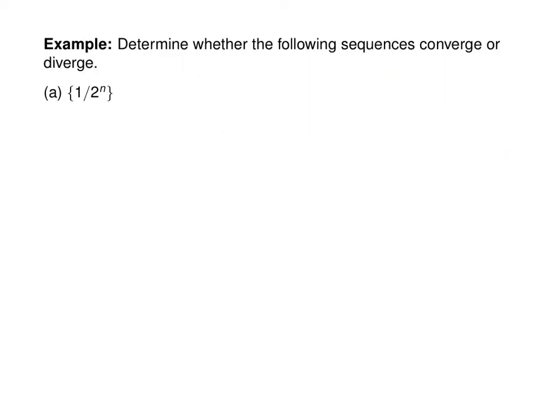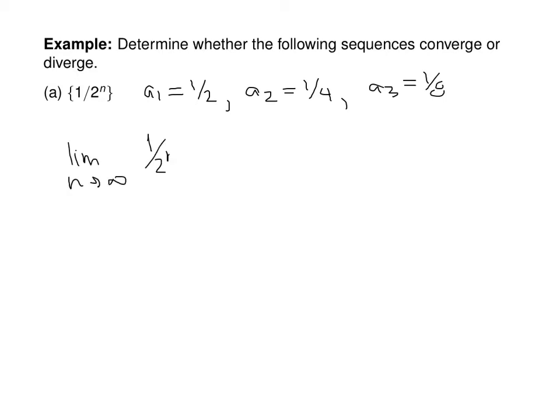To determine whether the following sequences converge or diverge, we are going to look at these more or less by inspection. First, 1 over 2 to the n. The first term is going to be 1/2, the second term will be 1/4, and then 1/8. So we're trying to find the limit as n goes to infinity of 1 over 2 to the n.